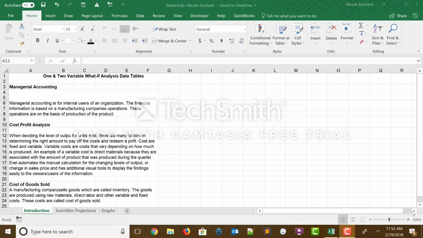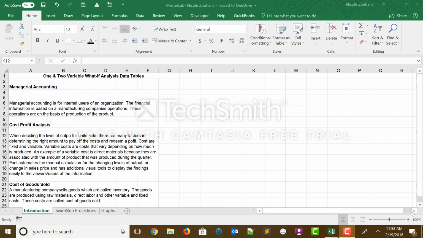Here are a few terms that are important before we begin this tutorial: managerial accounting, cost-profit analysis, and cost of goods sold. The reason why I put cost of goods sold there is because right now we're looking at the amount of units that we sold in comparison to the cost that it took for us to produce them. Cost-profit analysis is where you see how much you spent making the product and how much profit you made exceeding that cost, and how it can change due to the level of production or the level sold.